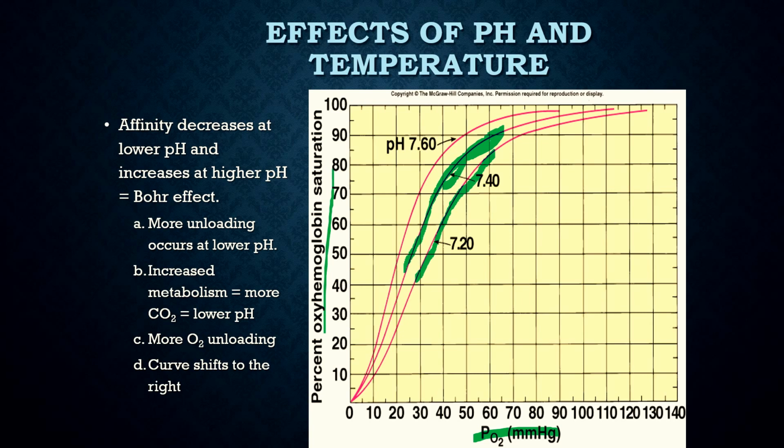Whereas if we have an increase in pH, this is termed a left shift, and so we'll have an increase in oxygen and hemoglobin affinity. We'll have an increase in loading in the lungs, but then a decrease in unloading in the tissues. Thus, we'll have a decrease of oxygen within the tissues.